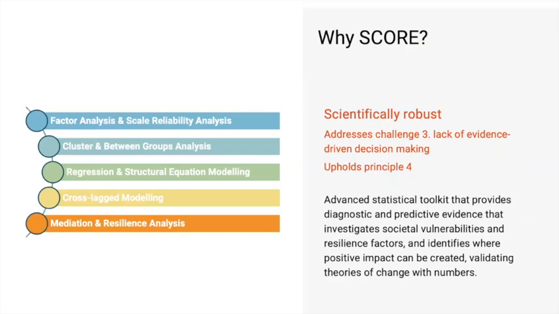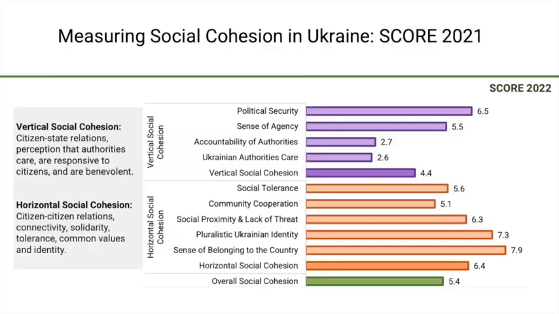SCORE also comes with a scientifically robust analysis toolkit, an advanced statistical toolkit that provides diagnostic and predictive evidence that investigates societal vulnerabilities and upholds the principles as well. I will speed past this because I think it's important to illustrate what it can do rather than talk about it theoretically. So SCORE can help us answer what, where, and how.